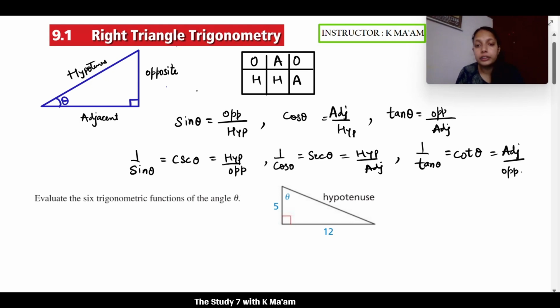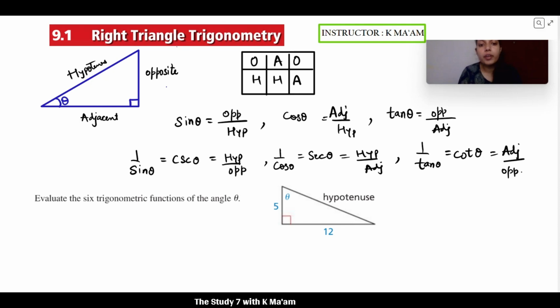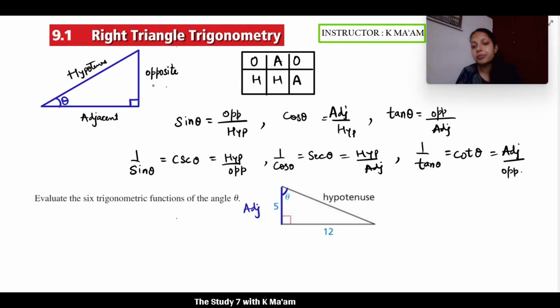Let's start with the question. Evaluate the 6 trigonometric functions for the angle theta. So you can see if this is the angle theta defined, this side contains the two angles, the 90 degree angle and the other angle theta. So the side which contains the 90 degree and the theta, we have to take that side as adjacent. So 5 is adjacent, 12 will be opposite side, hypotenuse is missing. You can calculate hypotenuse by using Pythagoras theorem.